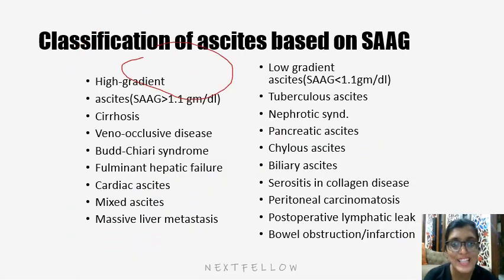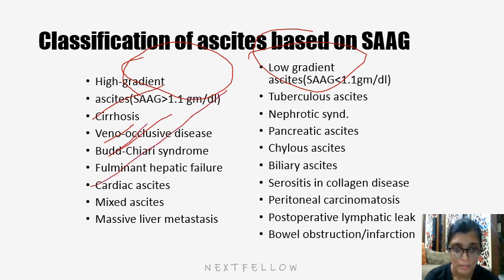So, based on high SAG gradient and low SAG gradient: the causes of high SAG gradient are cirrhosis, veno-occlusive disease, Budd-Chiari syndrome, fulminant hepatic failure, cardiac ascites, mixed ascites, and massive liver mets. Based on low SAG gradient, it is tuberculous ascites, nephrotic syndrome, pancreatic ascites, chylous ascites, biliary ascites, serositis in collagen disease, peritoneal carcinomatosis, postoperative lymphatic leak, or bowel obstruction.